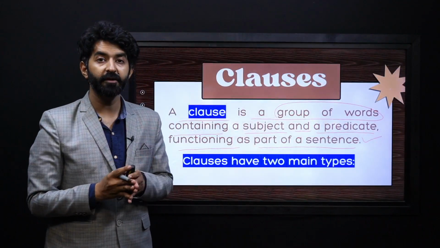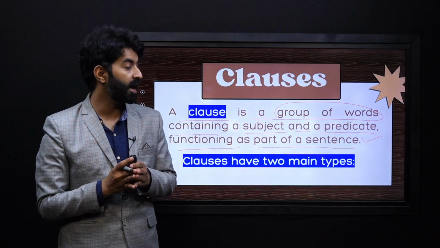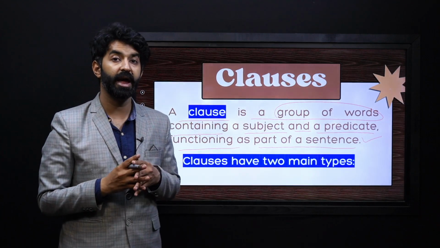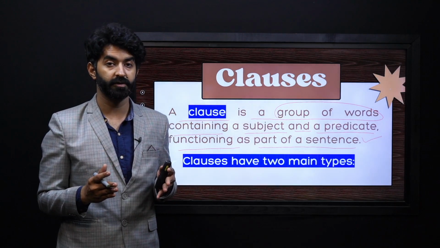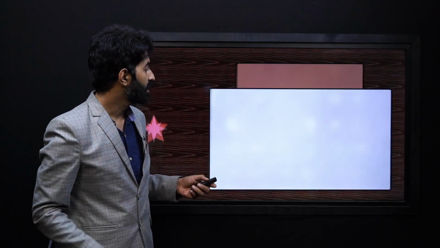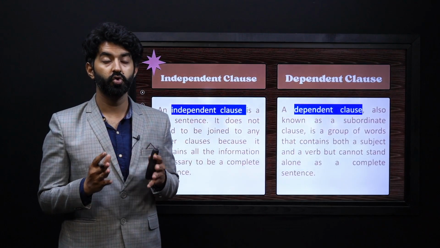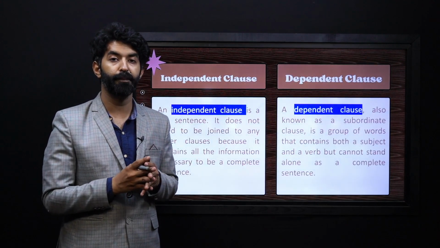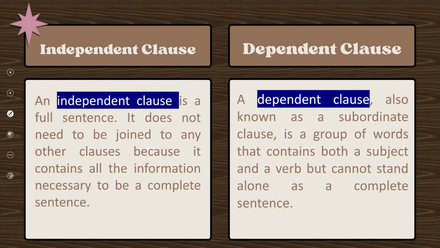So, unlike phrases, now in a clause we have a subject and a predicate. It acts like a sentence, but we call it a clause. Now, we know that we have two different types of clauses, dependent and independent clause. Let's see independent clause first.